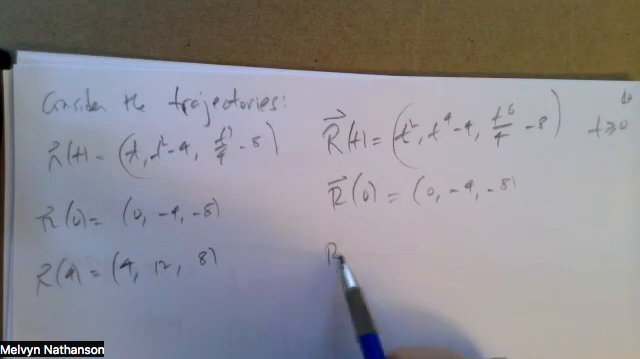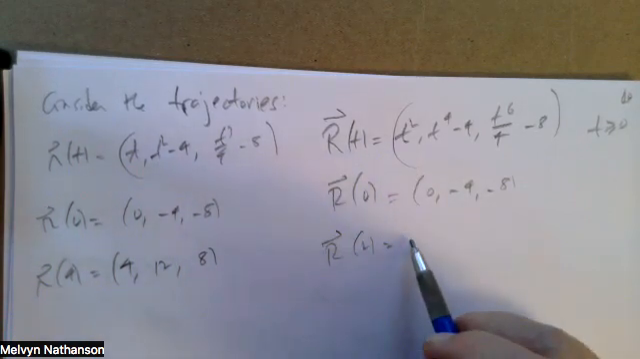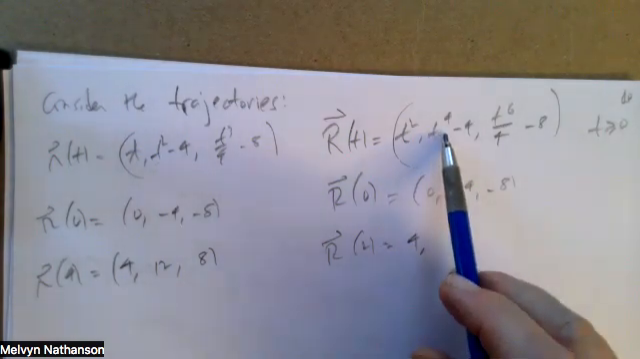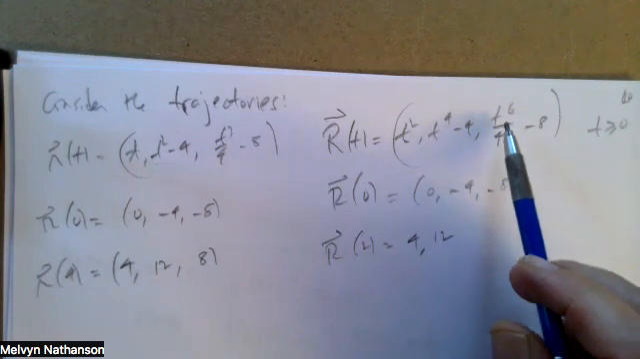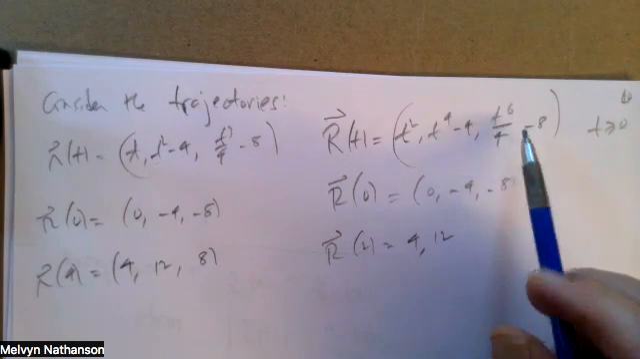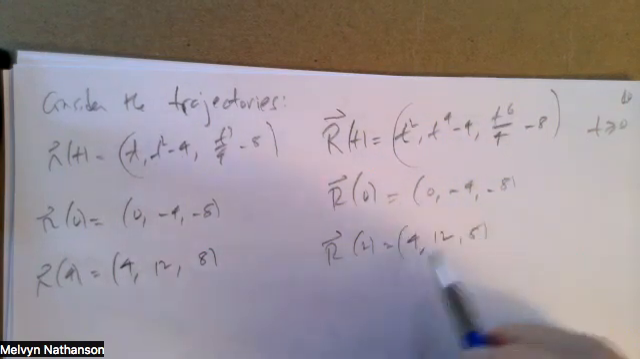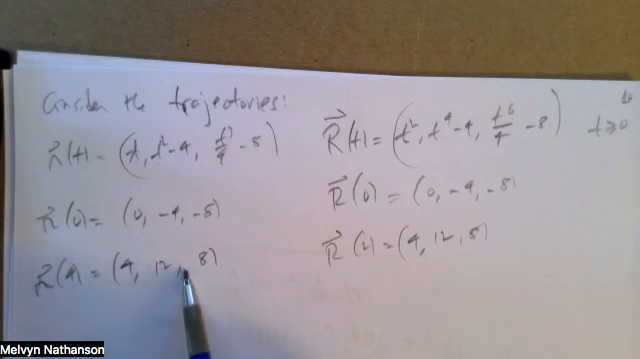This particle at time 2 is at position 4. 16 minus 4 is 12. 2 to the 6th is 64 over 4. 16 minus 8 is 8. So it's at the same position as the first particle, but the first particle takes 4 seconds to get here. The second particle takes 2 seconds to get there.